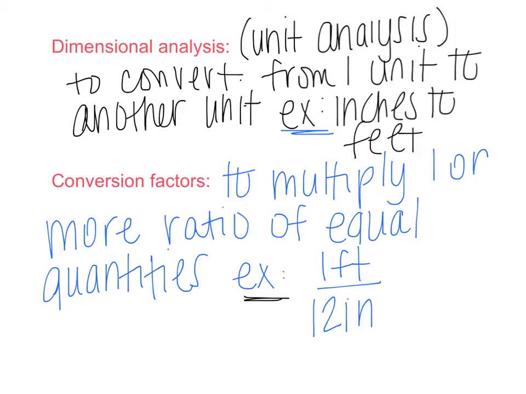The second definition is conversion factors, and this is what you use in dimensional analysis. So this is when you're actually multiplying one or more ratios of equal quantities. So for example, we could put this inches and feet into a ratio where 1 foot equals 12 inches. You can also write this as 12 inches over 1 foot. So it's going to depend on the information you're given and what you're asked to solve for.